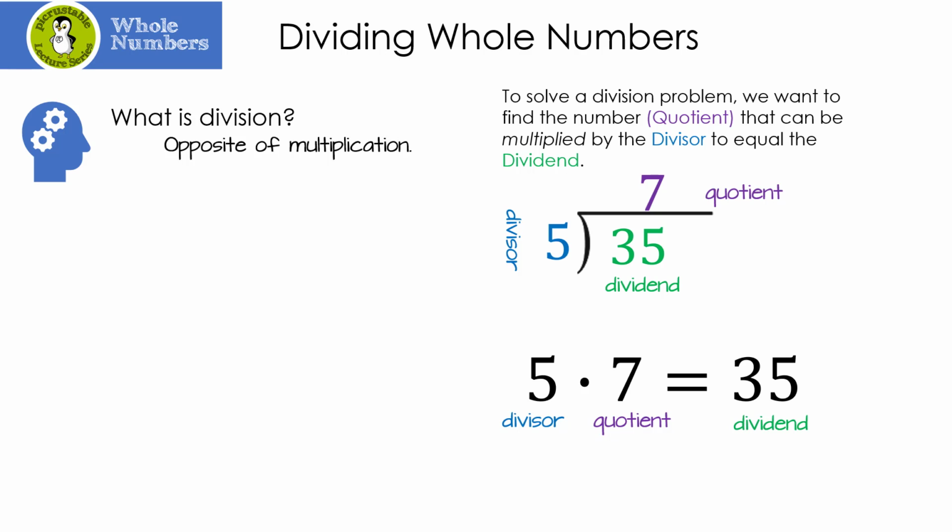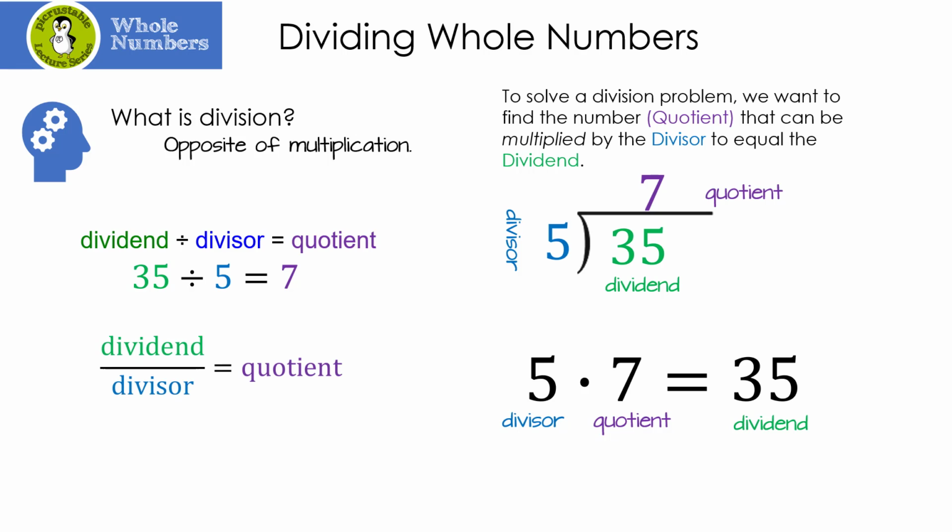This is also how we're going to check our division problems. There are two other ways to write a division problem. We could use this division symbol. Then we have dividend divided by divisor equals quotient. That would look like 35 divided by 5 equals 7. We can also write it as dividend over divisor equals quotient: 35 over 5, or 35 divided by 5 equals 7. Awesome!